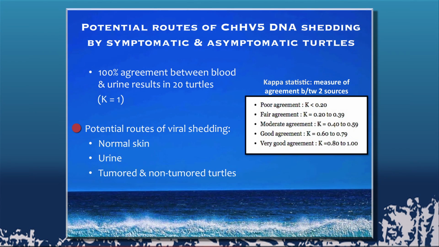The fact that we found it in normal skin in this and another study of free-ranging turtles points to normal skin being a potential route of transmission as well, from non-tumored animals as well as from tumored animals.